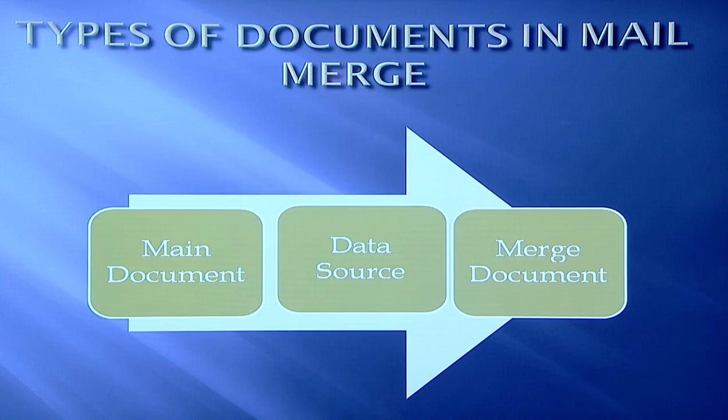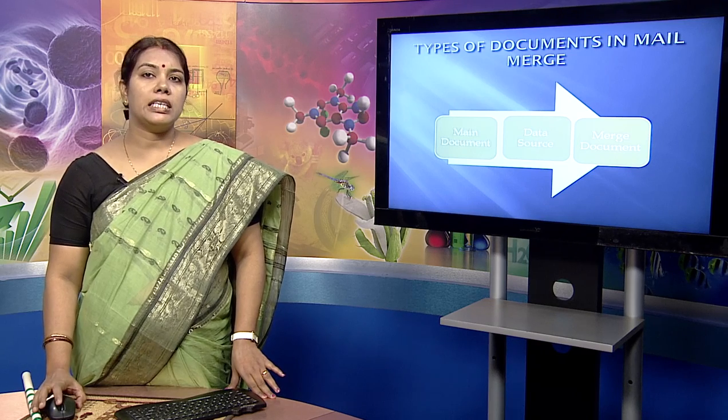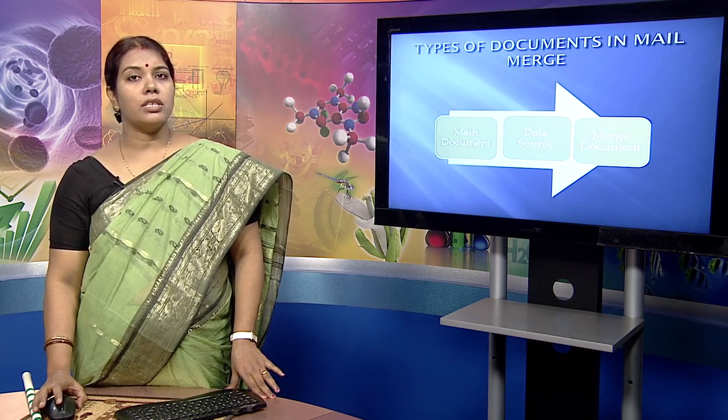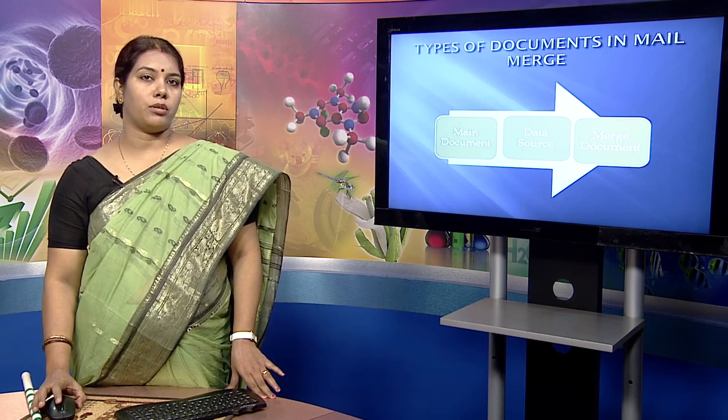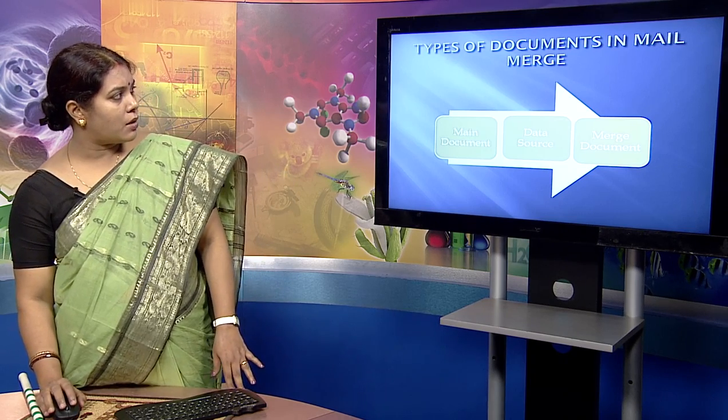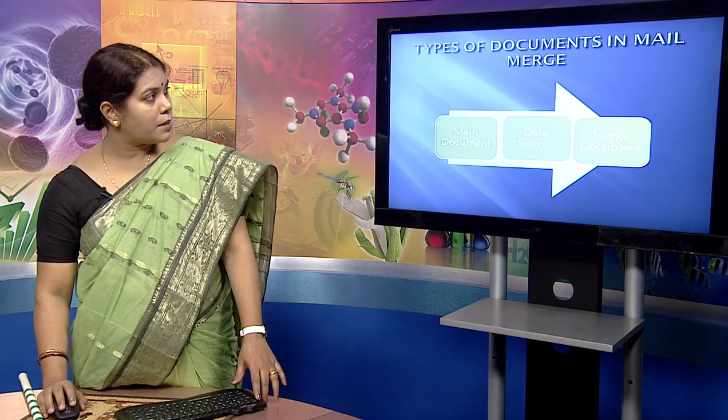When you merge the main document with the data source, a third document called the merge document will be produced. The merge document can be merged to the screen to view letters along with addresses, or directly to the printer to print the letters along with addresses and print addresses on envelopes or labels, or you can save it in some other format that can be used later for printing. Inserting the data from the data source in the main document creates the merge document. So, that is basically about the types of documents in mail merge.